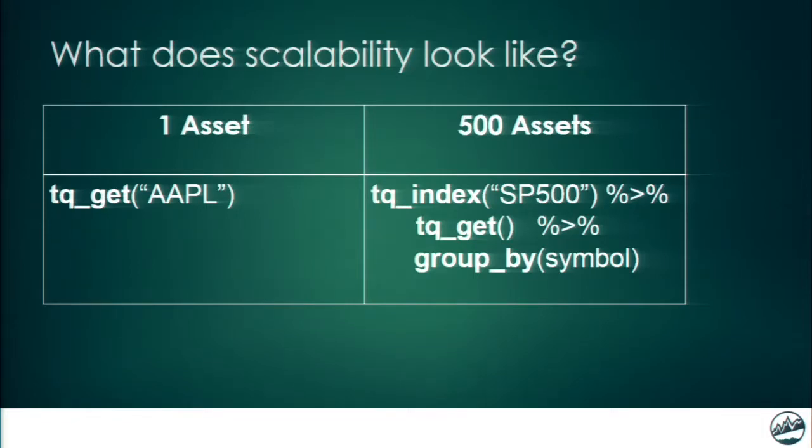So we have a handy little helper function called tq_index. We pass it S&P 500, and that gets us the S&P 500 stocks. It's just a data frame of stocks. You pipe that into tq_get, and you get those stocks converted into all of the daily historical prices. Then if you tack on an additional group_by and group it by the symbol, you're ready to do the long analysis that I was talking about, subsetting and applying functions.